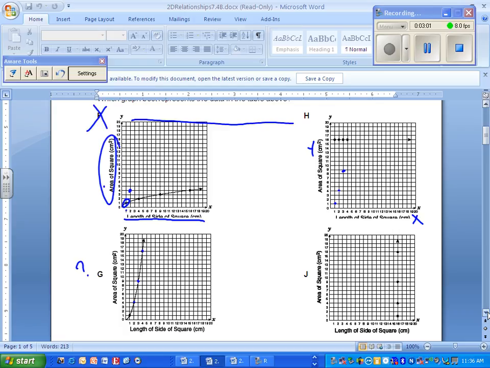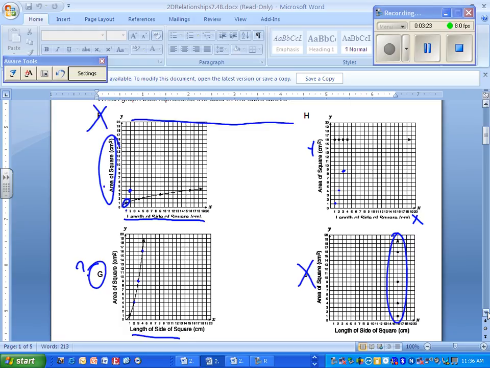I can't really tell. It's hard to tell in letter J. It looks like they're trying to make a line over here, and that's certainly not going to be representing the table. So G is my answer. It's got all my points. It has the length of the side, and then with the length of the side a certain number, then the area that corresponds, it has it graphed correctly.